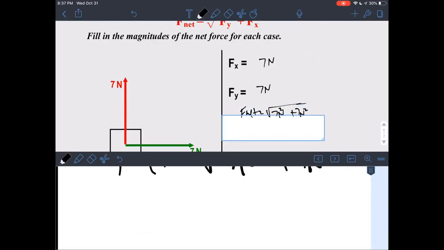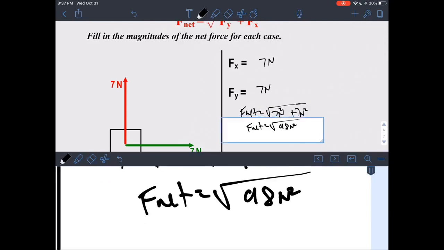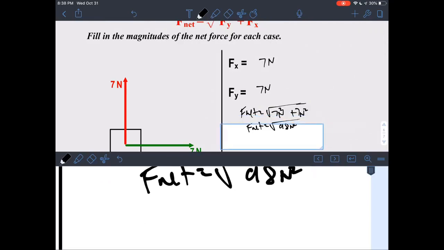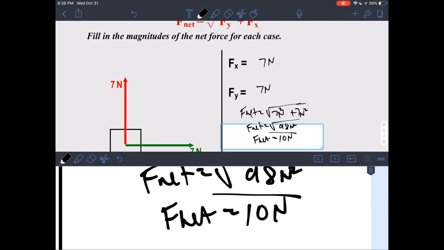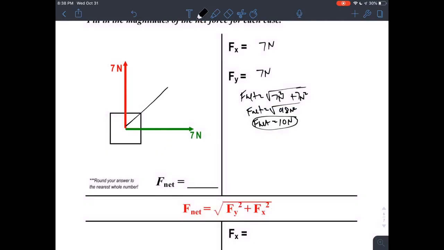So 7 squared is 49. So F net is going to be the square root of 49 plus 49, which is 98 square newtons. So the square root of 98, which is awfully close to 100, is going to be approximately 10 newtons. So in this case, we have a net force of 10 newtons that is pointing up and to the right. All right, so we'll keep going here.